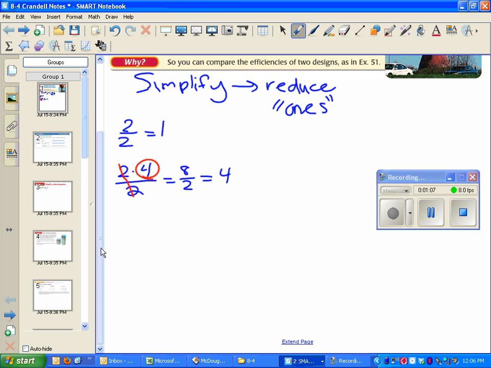So if I have something like 5 plus 1 over 5, that would actually be 6 over 5, and I simplified. But if I crossed out the 5s, I would just get 1. So which answer is correct? 6 over 5, good job.